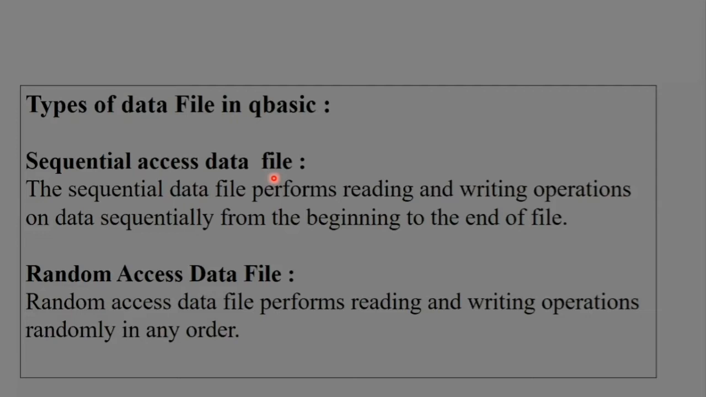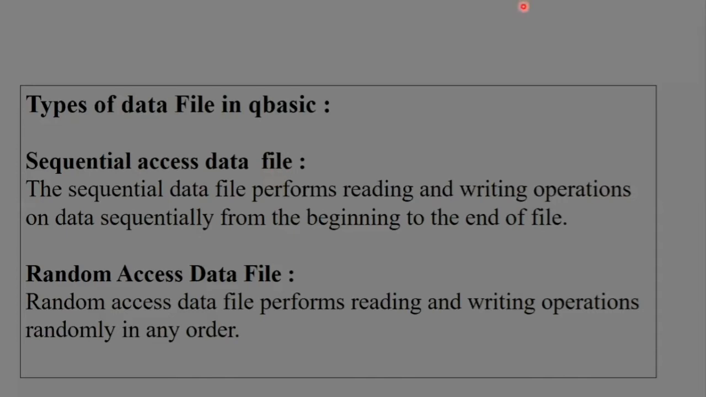So now there is the next, random access data file. In this case, a data file performs reading and writing operations randomly in any order. That means if I want to access Ravina, I don't have to go through Abriti and then Bobby like this. I will directly access her data. I can write new information about her also. So this is the basic difference between sequential and random access data files. A random access data file is quite faster in comparison with a sequential access data file.